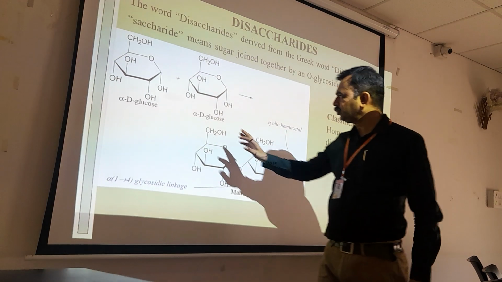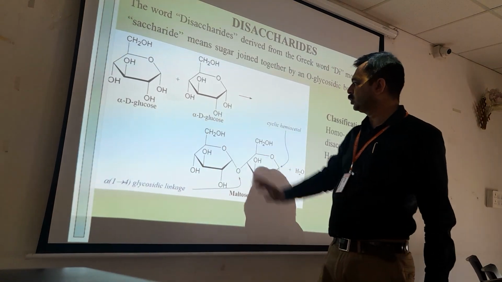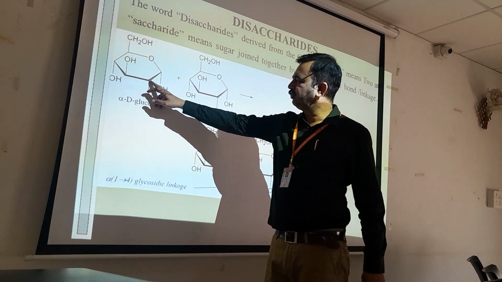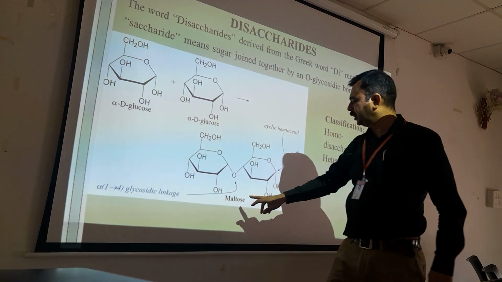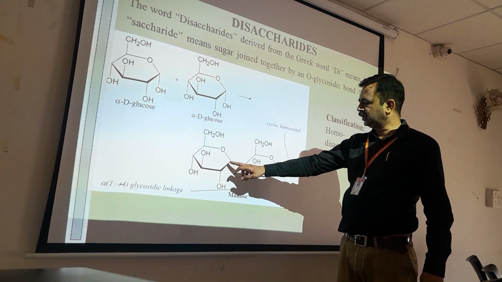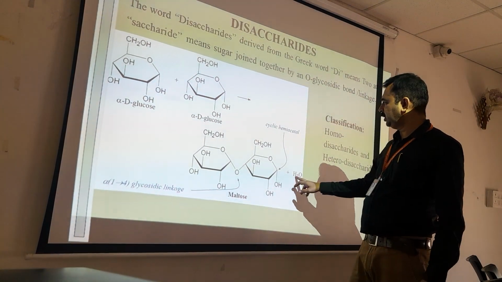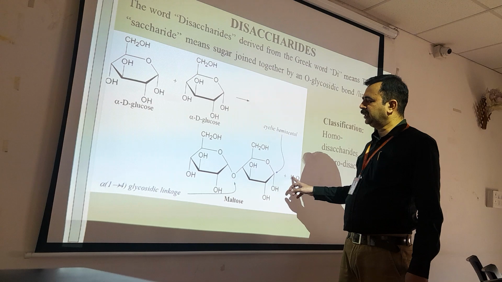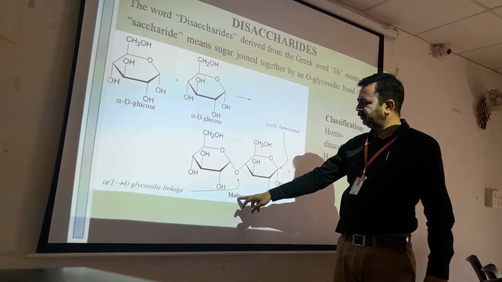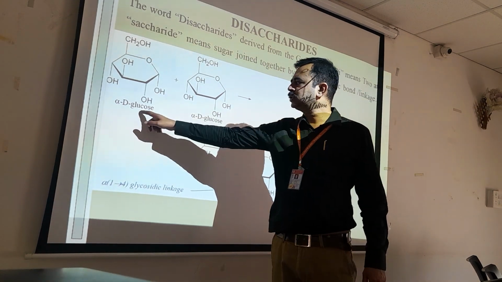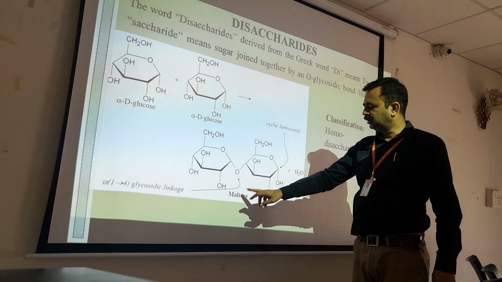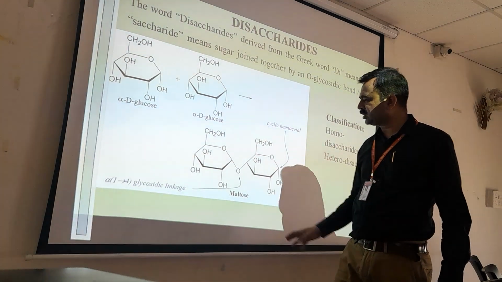For example, when two glucose molecules fuse or are coupled to each other, it is called maltose. Structurally, if we consider it this way, when a water molecule is removed, it is called a disaccharide. Why disaccharide? Disaccharide means two molecules of monosaccharides are joined to each other. And what is the kind of linkage that takes place?